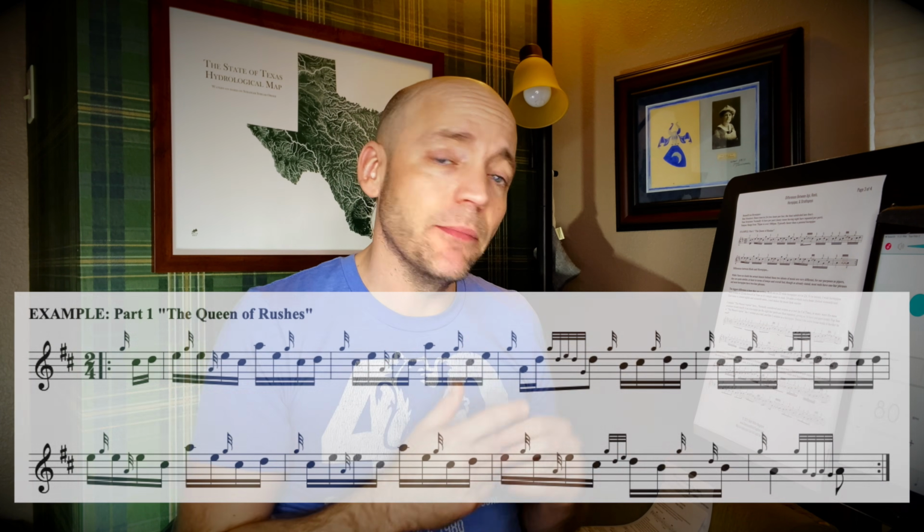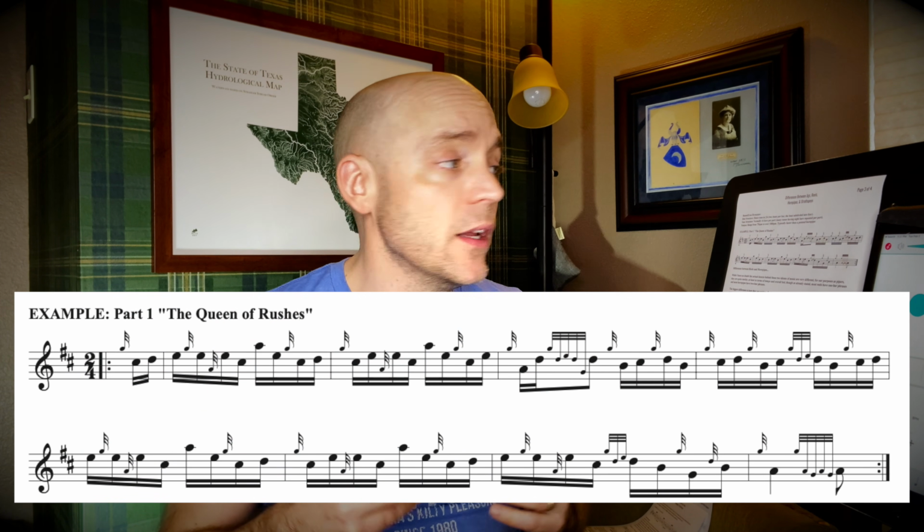So again, there's 16 bars per part, or 8 bars repeated for a hornpipe. And then we have the tempo range again. It's typically maybe just a little bit faster than a pointed hornpipe, but it doesn't have to be. They tend to be a little bit quicker. The Queen of Rushes, part 1, right here as a round hornpipe.